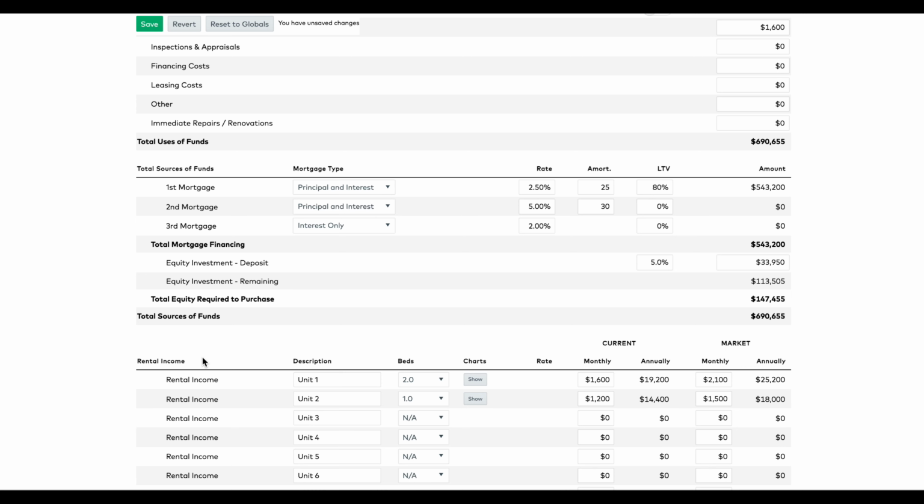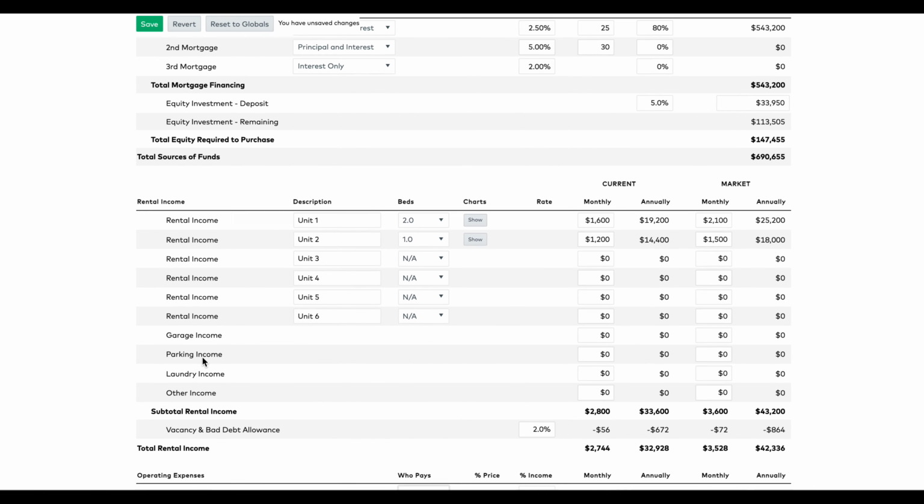Secondly, what are the sources of funds? Where does the money come from to make this investment? What is our equity contribution? What is our debt contribution? Do we have multiple mortgages? We calculate everything to have a complete total sources of funds. Total sources of funds have to equal our total uses of funds.